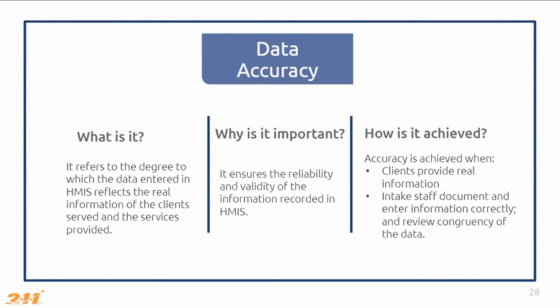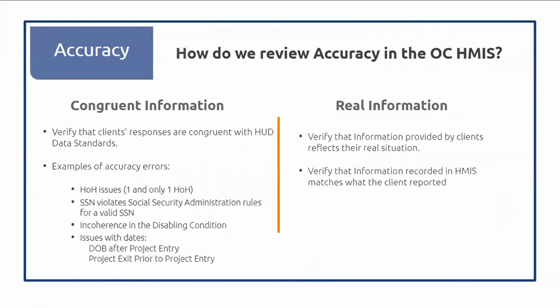And most importantly, how do we achieve accuracy in our system? We need clients to provide real information, and we also need intake staff to first document this information correctly, and second, review that the data that the clients are giving us is congruent and valid. In my opinion, accuracy is the most complex of the components of data quality, because it's not that easy or straightforward to assess. In order to review it, it's useful if we separate this concept into 2 different subcomponents, if you will.